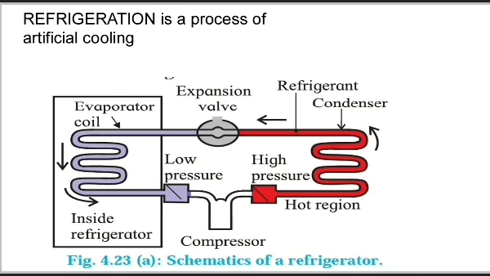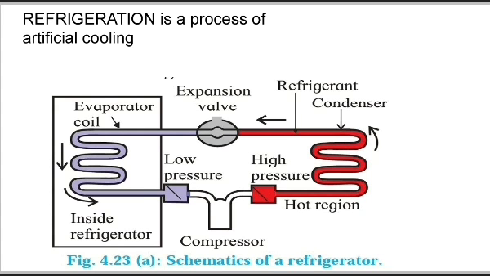So next is, what is refrigeration? Refrigeration is a process of artificial cooling. Refrigeration is a four-step process and it involves three elements. First is the expansion valve, second is coils, and third is the compressor. Depending upon where the coil is kept, it will be called a cooling coil or a heating coil. If it is kept inside the refrigerator, it will be called a cooling coil. If it is kept outside the refrigerator, it will be called a heating coil.